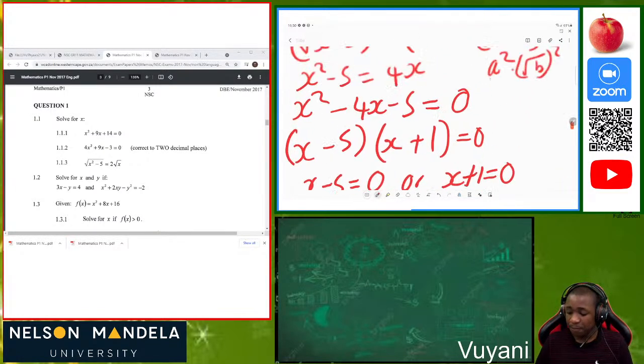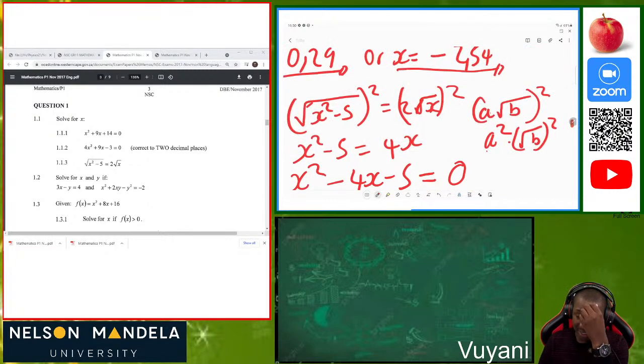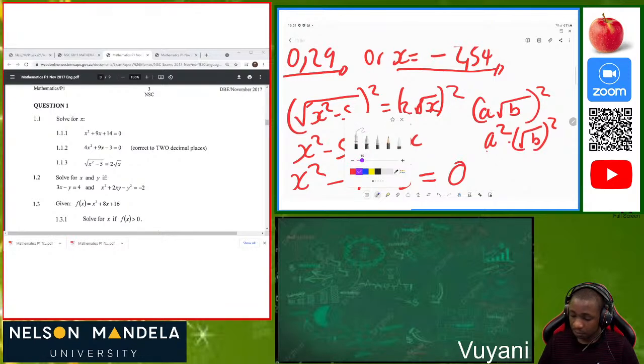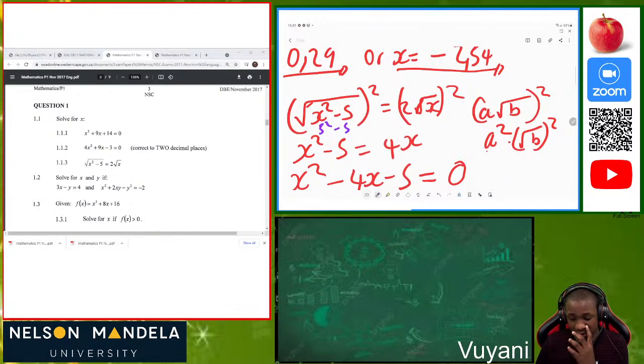Let's start with 5. When you substitute 5 there, it's going to be 5 squared minus 5. 5 squared is 25.